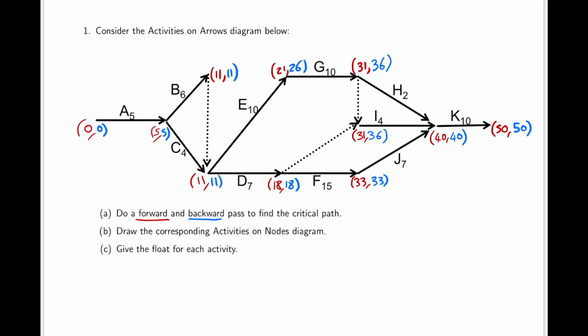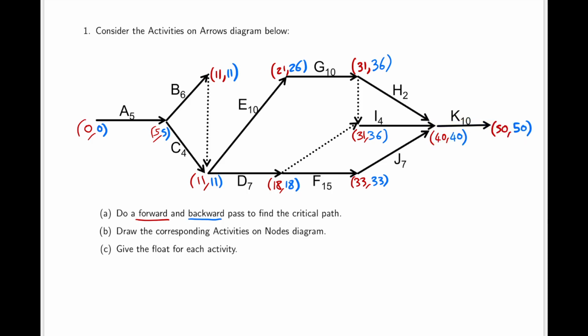Now we wish to find the critical path. Now an activity is on our critical path when 3 conditions are true. So for example, K is on our critical path because the node at the end of K, the earliest and latest start times are equal. The node at the start of K, the earliest and latest start times are equal. And the duration of K is equal to the difference between the earliest times at the end of the node and the earliest times at the start of the node.